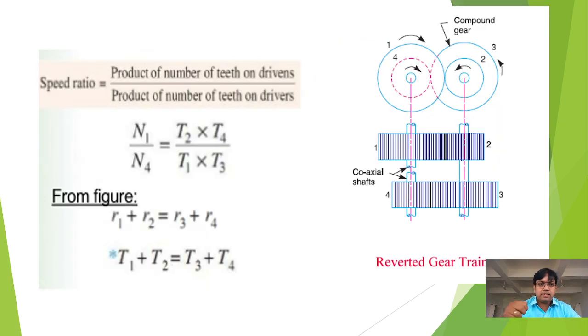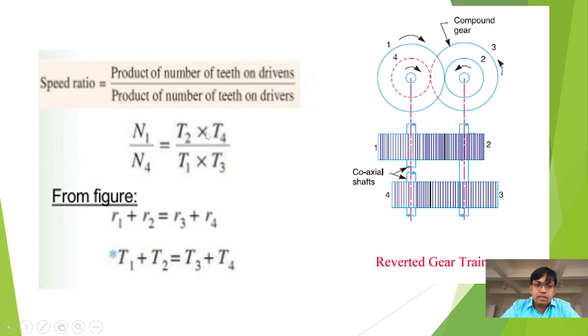Now, if you see this combination, we need to calculate the speed ratio. As I told you, what is the speed ratio? The definition of the speed ratio is the speed of the driving gear to the driven gear. Because we have 4 gears here, 1, 2, 3, and 4, the driving gear is gear 1 and the driven gear is gear 4. N1 by N4 is equal to the product of the number of teeth on the drivens divided by the product of the number of teeth on the drivers. Driven gears are 2 and 4. Therefore, T2 into T4 divided by T1 into T3.